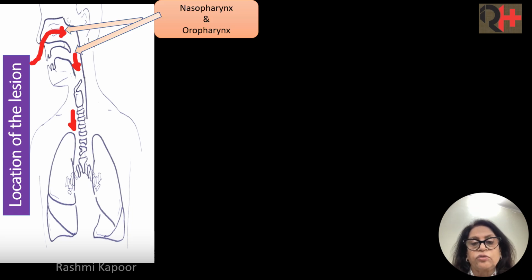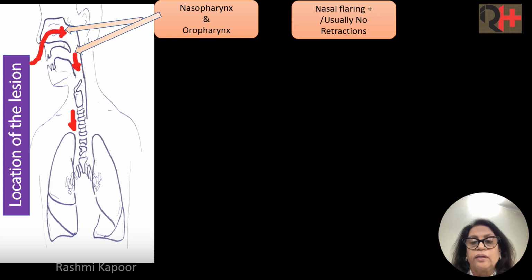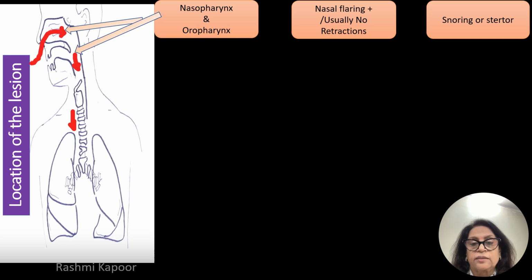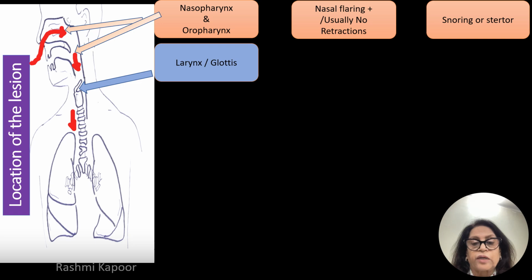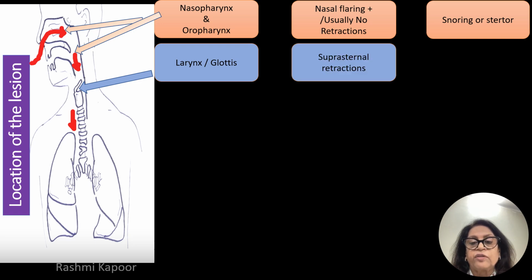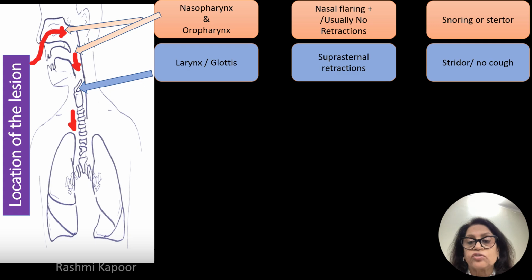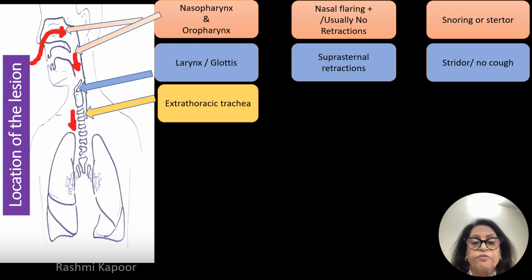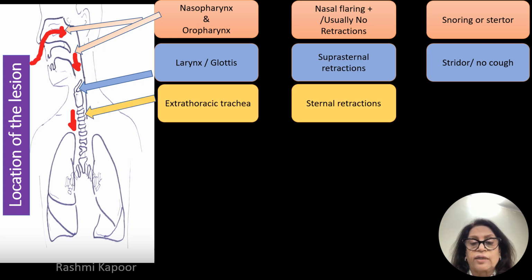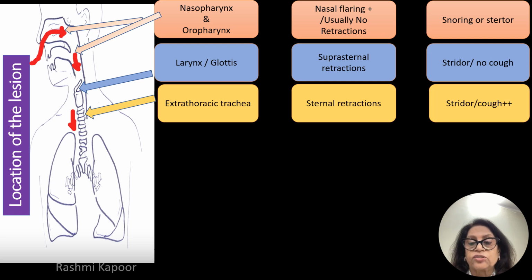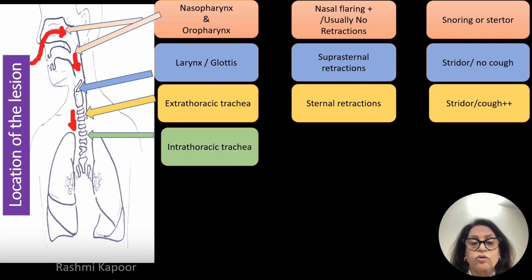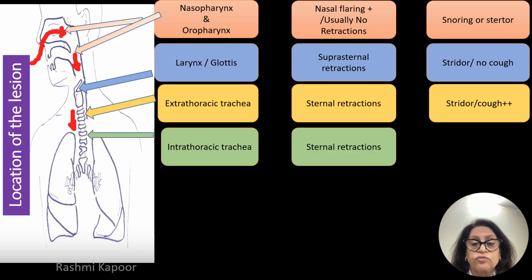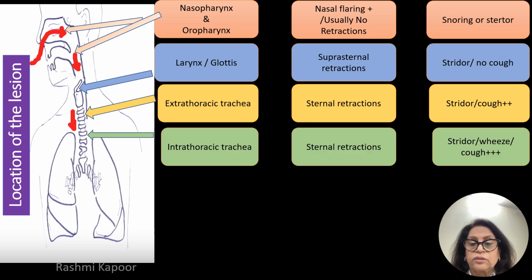If the lesion or obstruction is at the nasopharynx and oropharynx, the sound produced would be snoring and snuffles. There will be nasal flaring, but usually no retractions. If the obstruction is at the larynx or glottis, there will be suprasternal retractions, there will be stridor and no cough. If the obstruction is at the extrathoracic trachea, there will be sternal retractions and there may be stridor and cough. If the obstruction is at the intrathoracic trachea, there will be sternal retractions, there will be stridor, wheeze, and cough.